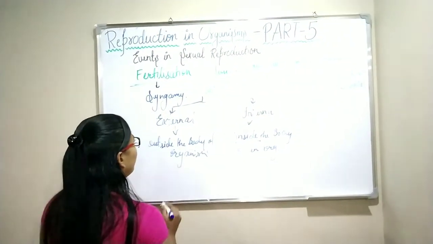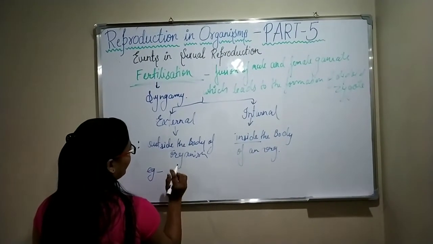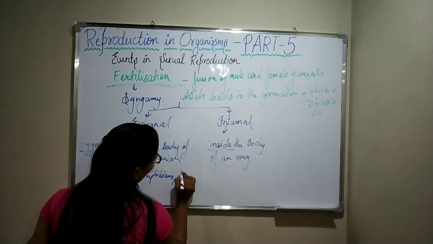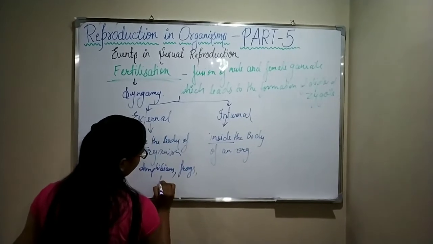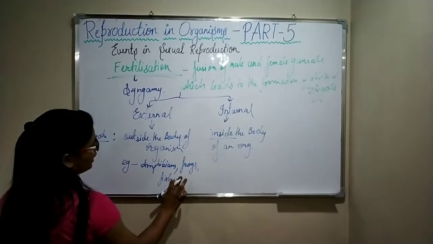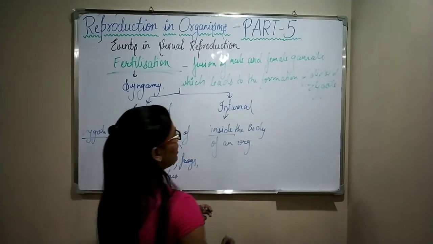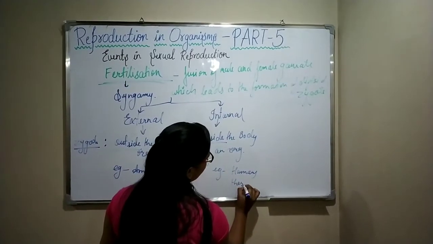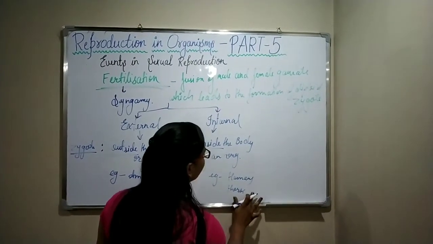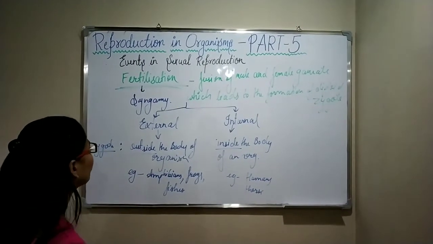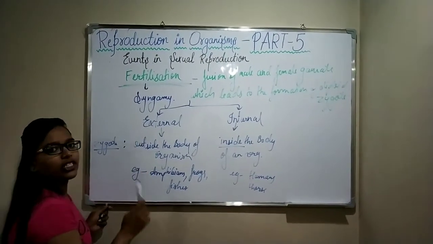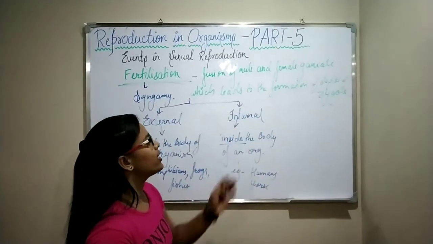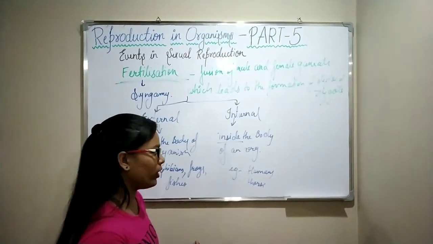We have some examples. For external fertilization, we have amphibians, frogs and fishes. And for internal fertilization, we have examples such as humans and horses. So in external fertilization, syngamy occurs outside the body of an organism, and in internal fertilization, syngamy occurs inside the body of an organism.